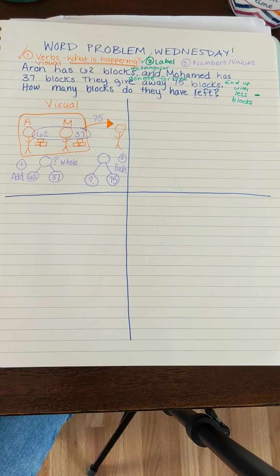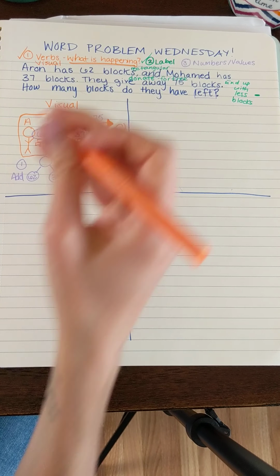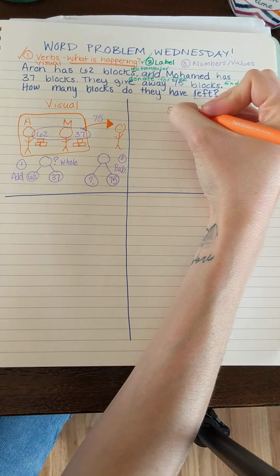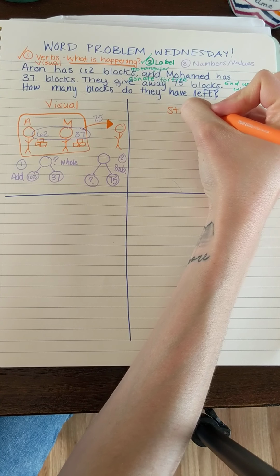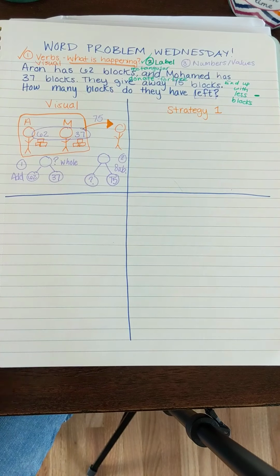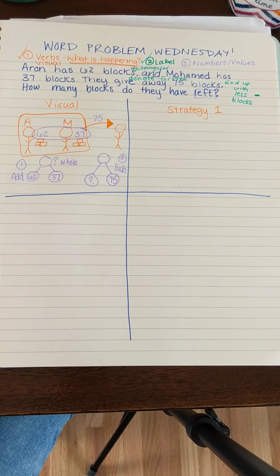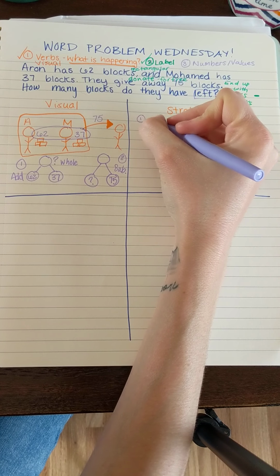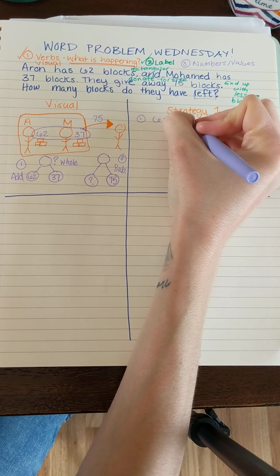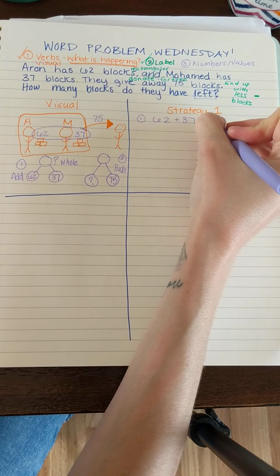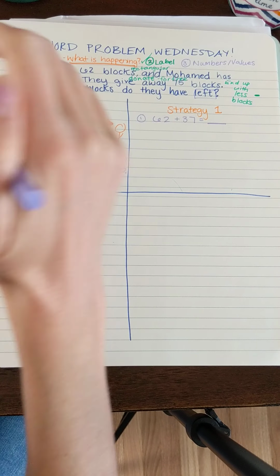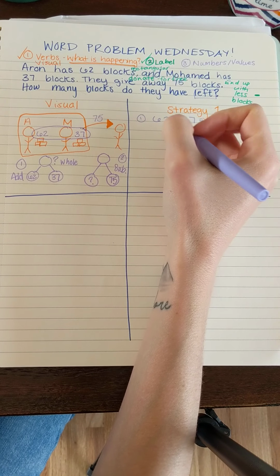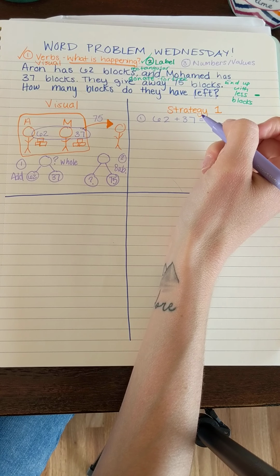So let's go ahead and start with my strategy number 1. Okay, strategy number 1. First of all, my step 1 is to add those two numbers together. So let me write this equation. I'm going to say 62 plus 37 equals, okay, and what I do know how to do is my number bond way, and I actually really like doing that.